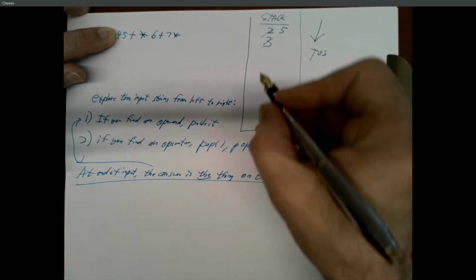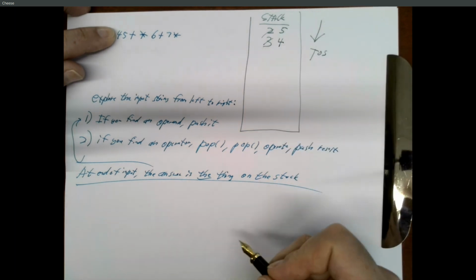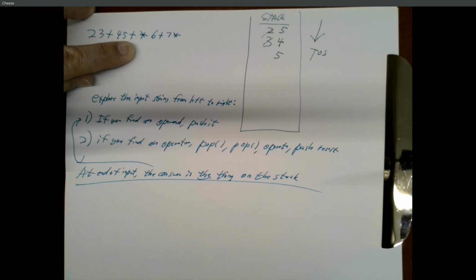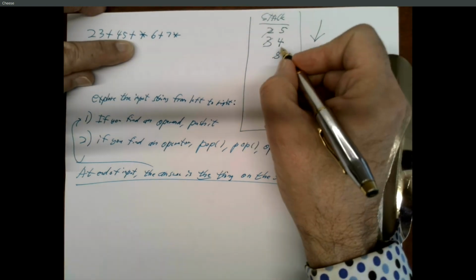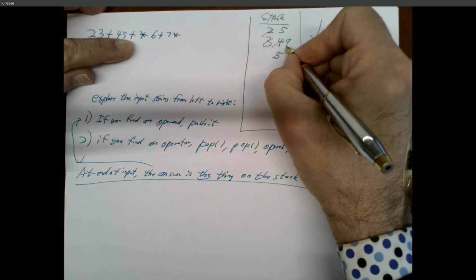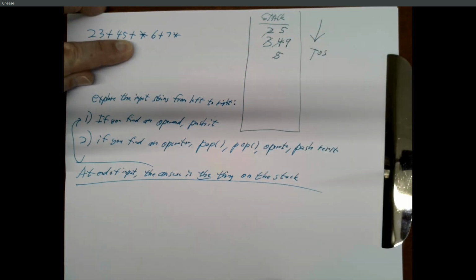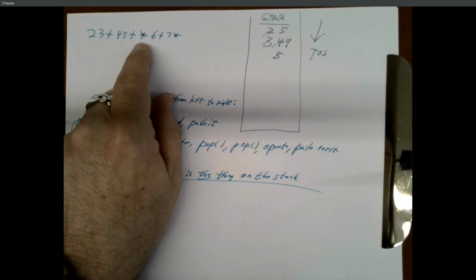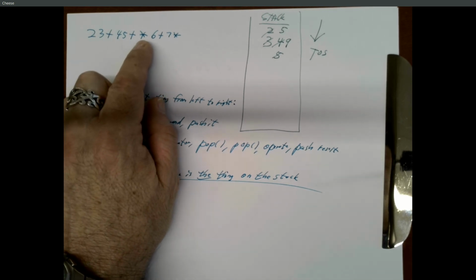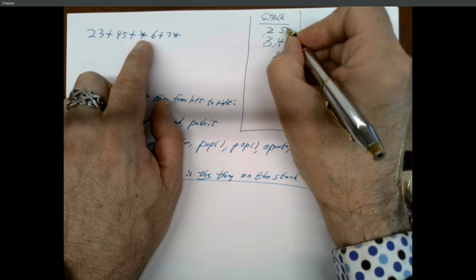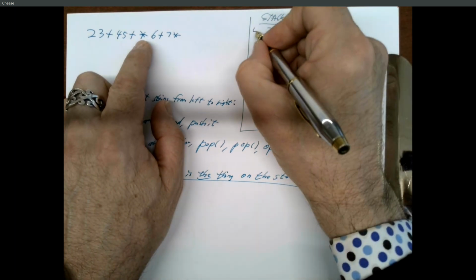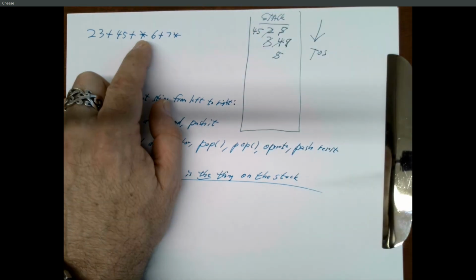Okay, now we find another operand, that's a 4. Find another operand, that's a 5. Now we find another plus sign. So pop, pop, 5 and 4, add them together is 9. Push that on the stack. Now we find a multiply operator. What do you do when you get an operator? Pop the top two things from the stack, 9 and 5, multiply them together is 45. Push a 45 on the stack.